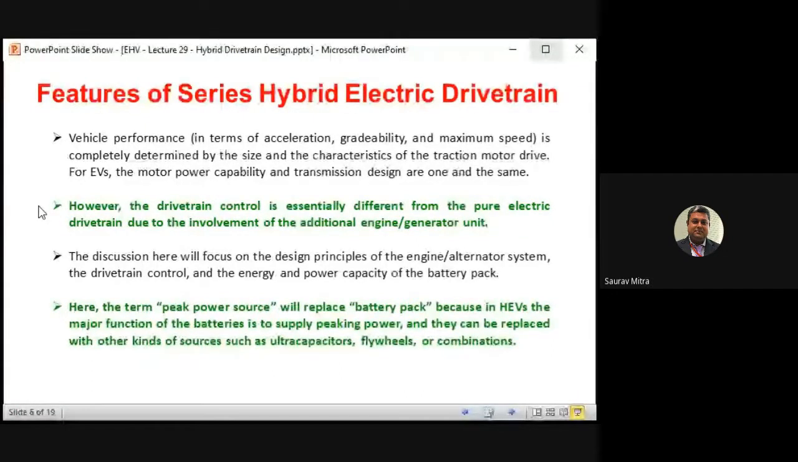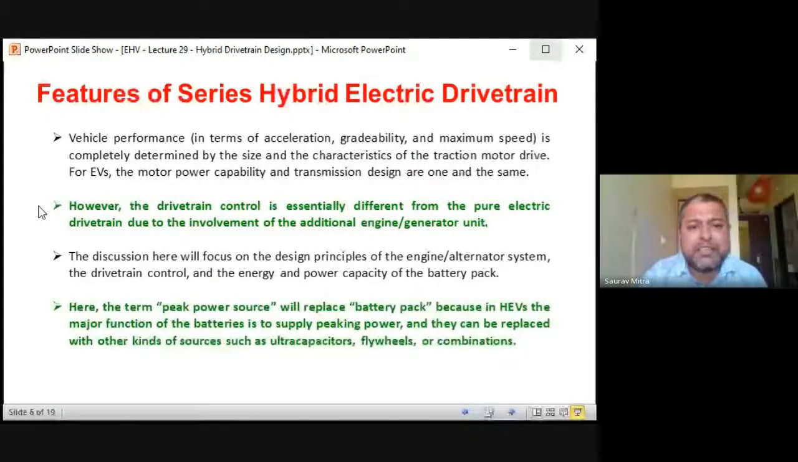The alternator gives out AC power, and generator we generally use in the case of DC. The engine produces the mechanical power output. That mechanical power drives the generator unit, and the generator produces the electrical power output. So engine and generator are the main unit, and the battery pack, or a combination of battery pack, ultracapacitor, flywheel, can be the PPS or auxiliary power unit. This you have to understand. That's why it is called hybrid. And as engine and generator are generally in series, this is called a series hybrid electric drivetrain.